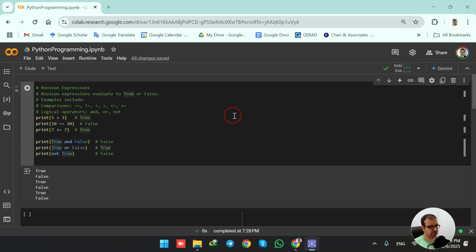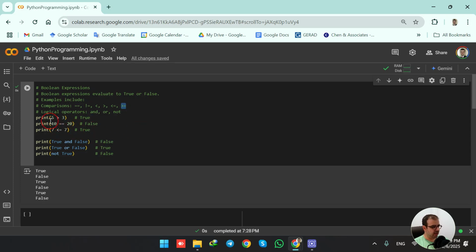In this video, we're going to talk about Boolean expressions. So Boolean expressions evaluate to true or false. These expressions include equal sign, not equal sign, lower than, larger than, lower than or equal to, and larger than or equal to. Using these logical operators, we can have some output when comparing, for example, two numbers.